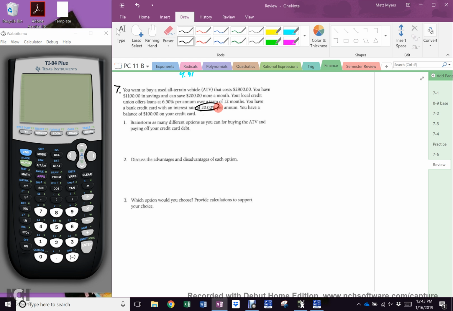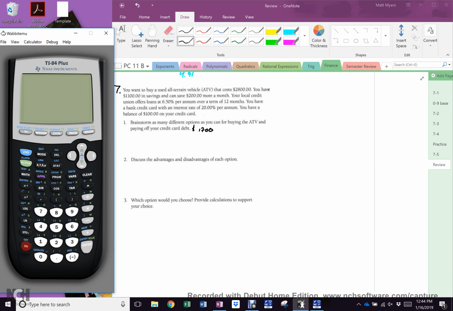Well, let's look at the loan. So the loan, he needs 6.5% per annum. How much does he need to borrow? No, because he's got $1,100. So if he wants to empty his bank account, how much does he need to borrow? $1,700, right? So if he had $1,700, that's what he borrowed. We can throw that into our TVM solver, can't we?